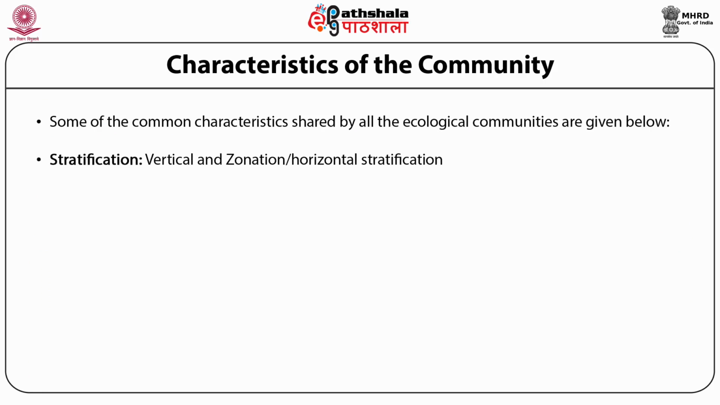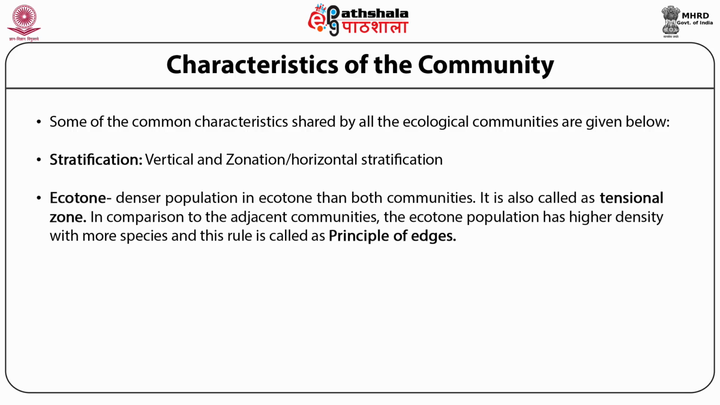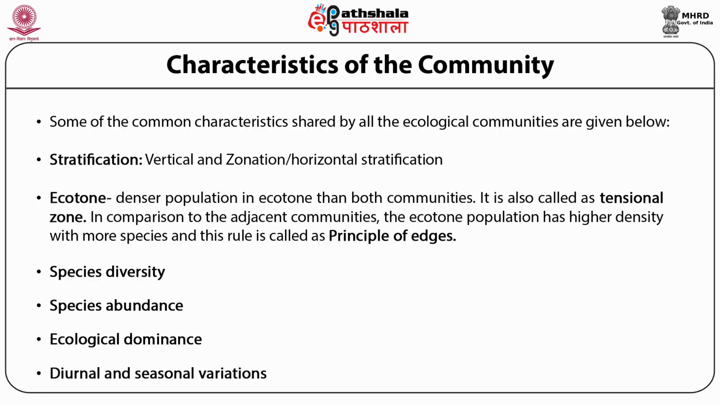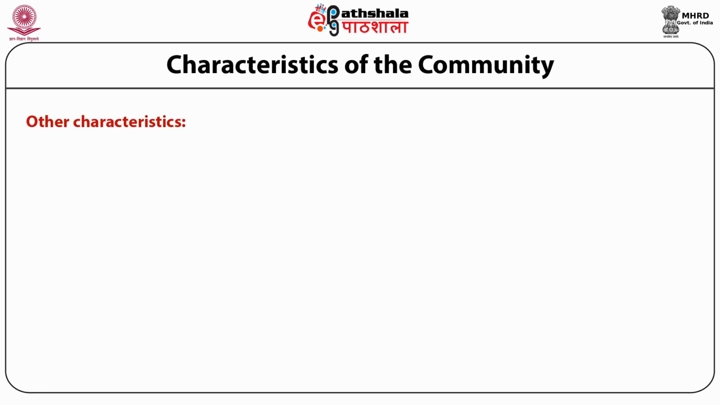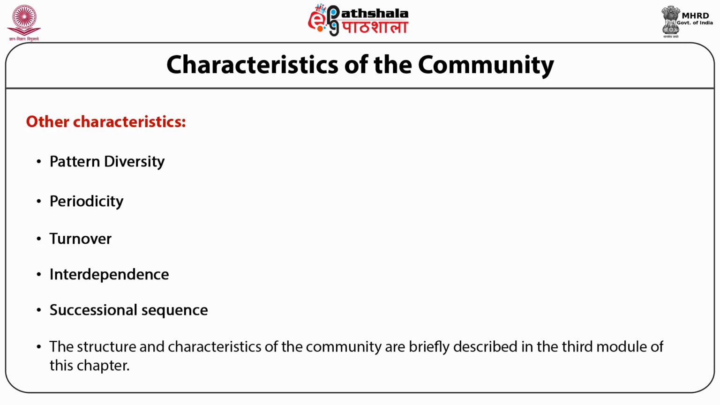Stratification, vertical zonation, horizontal stratification. Ecotone, a denser population in the ecotone than both communities. It is also called the tension zone. In comparison to the adjacent communities, the ecotone population has higher density with more species, and this rule is called the principle of edges. Species diversity, species abundance, ecological dominance, diurnal and seasonal variations. Other characteristics: pattern diversity, periodicity, turnover, interdependence, successional sequence. The structure and characteristics of community are briefly described in the third module of this chapter.